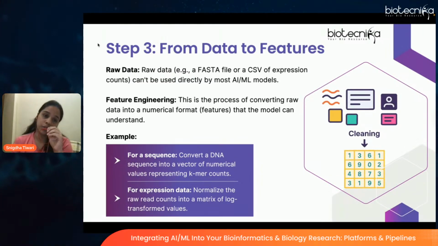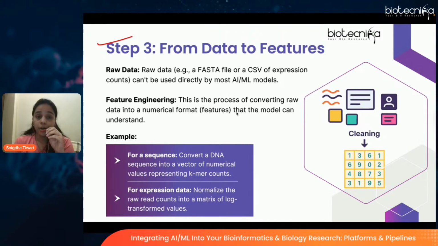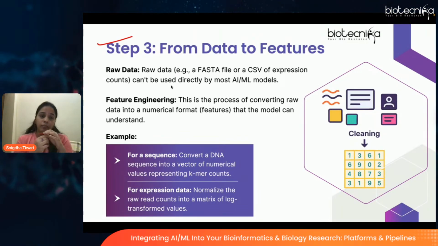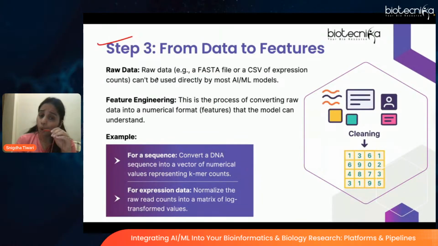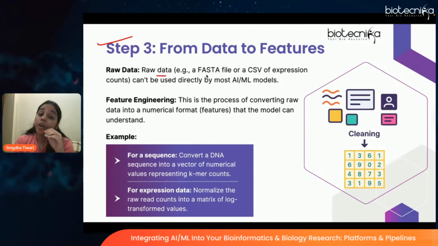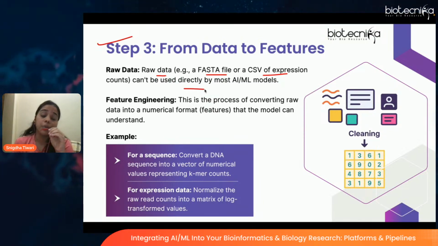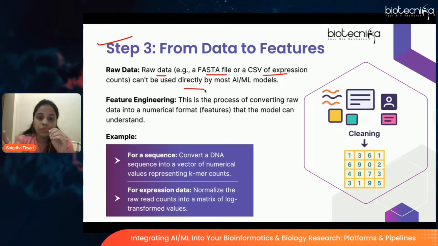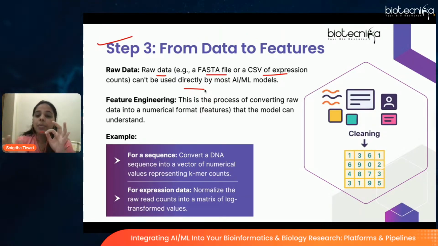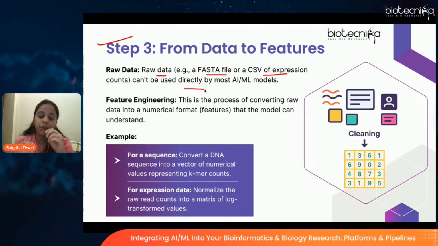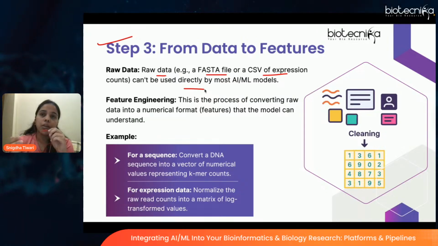Step three is from data to features. We've seen this in the previous lectures. Sorry, guys. Raw data, for example, if we are working with a FASTA file or a CSV of expression counts. Raw data can't be used directly by most AI/ML models. AI/ML models want us to feed them numbers, as our machines cannot work on FASTA and CSV directly. They want to learn, and they can only understand numbers.